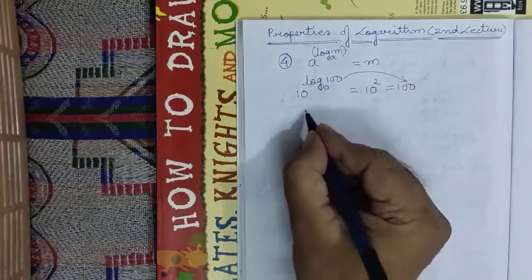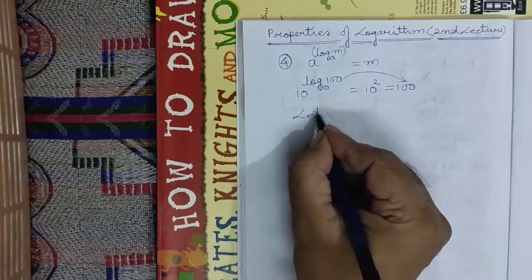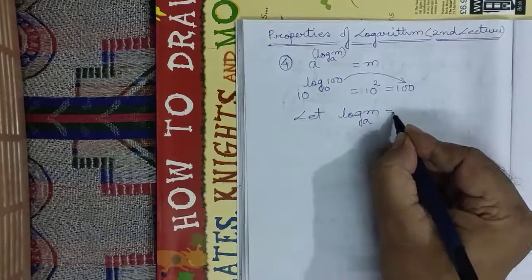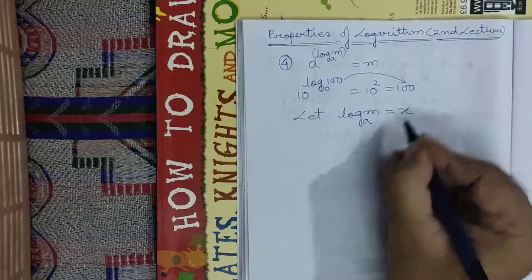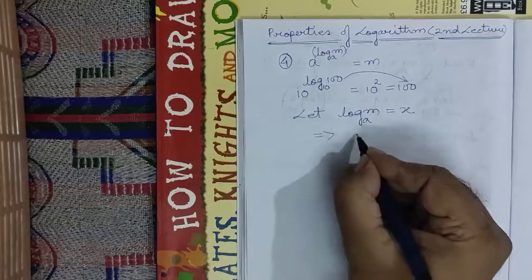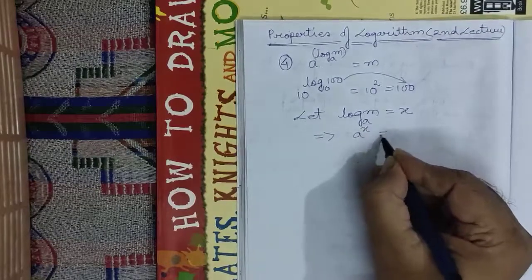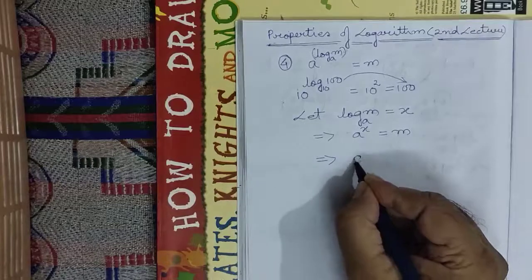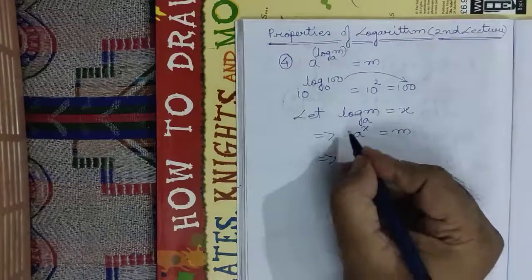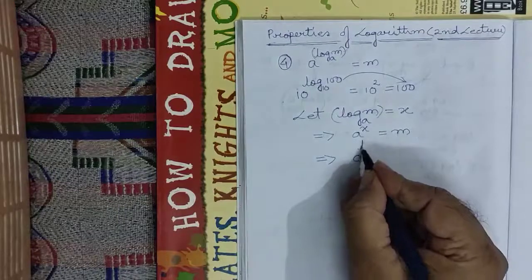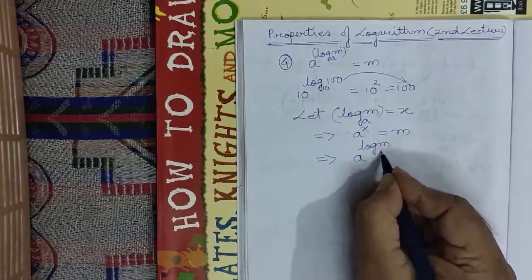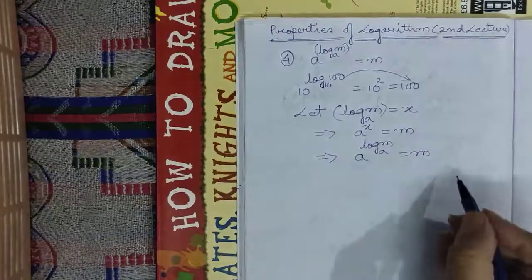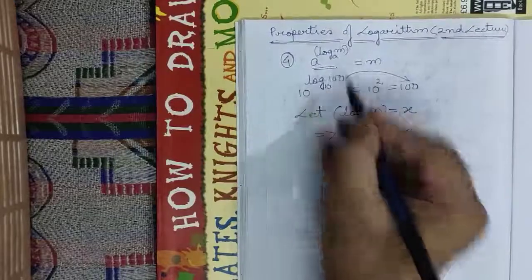To prove this, I will let log m base a be equal to x. So from here you will be getting a to the power x is definitely equal to m. So this implies a to the power, in place of x, I can always put this. So you will be getting a to the power log m base a equal to m only. So this is the proof of the fourth property, that is this one.